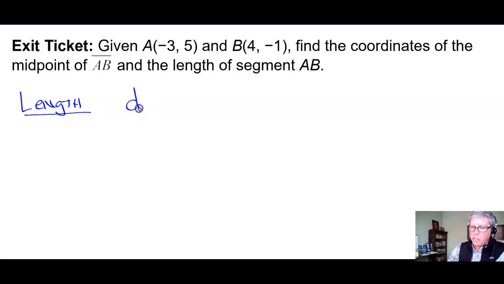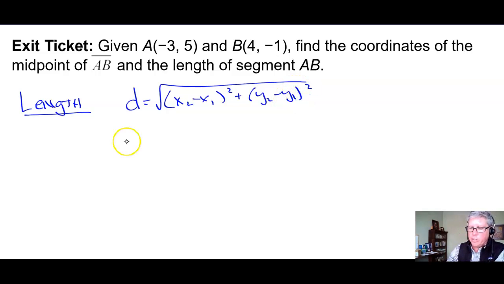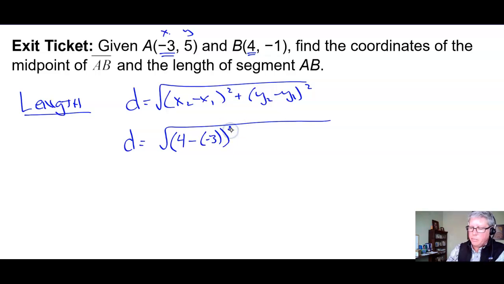Would you please make sure you write down the equation to start, especially at the very beginning, so you kind of remind yourself what you're doing. You just plug stuff in now. Remember, these are the x's and those are the y's. So if we go 4 minus a negative 3, look how I'm using my parentheses. I'm really careful. So I did the x's and then the y's, negative 1 minus 5.